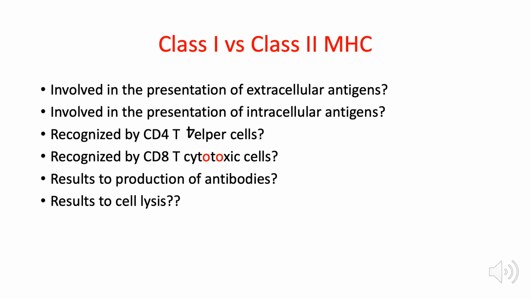Presentation of antigen using this class of MHC will result to production of antibodies. Class 2. And the presentation of antigen using this type of MHC will result to cell lysis. Class 1. So I hope you were able to get everything correctly.